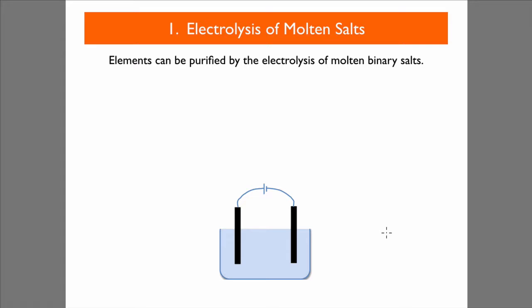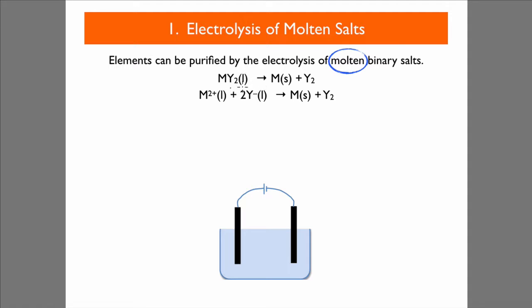Okay, let's have a look at electrolysis of molten salts. Elements can be purified by the electrolysis of molten binary salts. They need to be molten. That does not mean they're dissolved in water. You've got to get this stuck in your head. We're looking at molten liquids. So you can see here we've got a reaction taking place. We're getting a solid, and often it's a binary gas. This is L. It's a liquid. It is not aqueous. It's not dissolved in water.